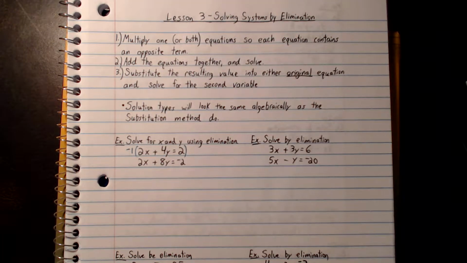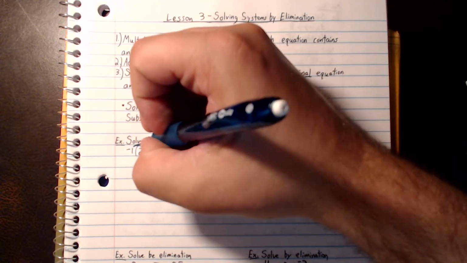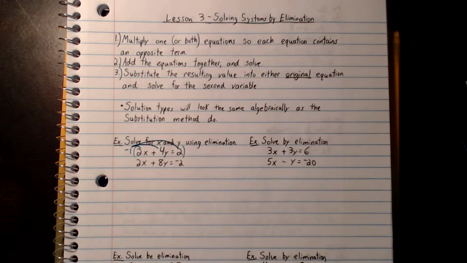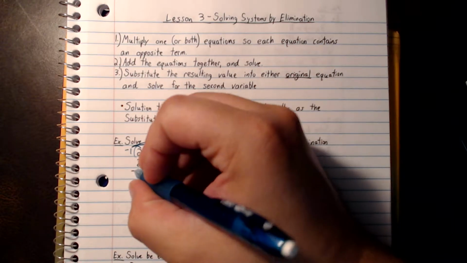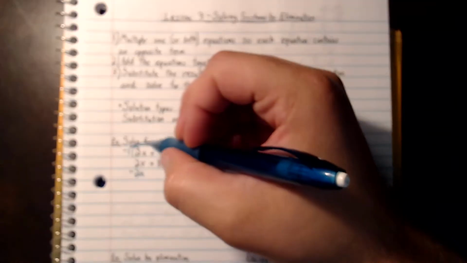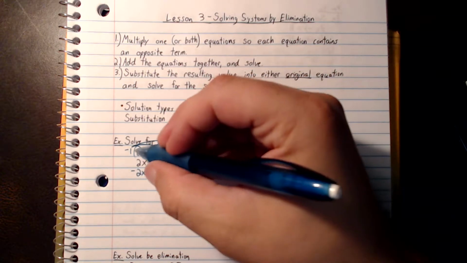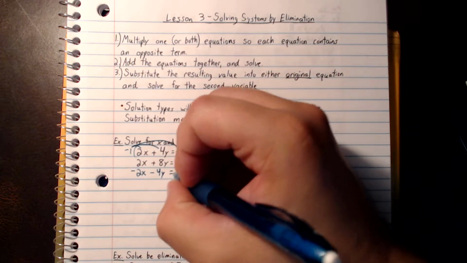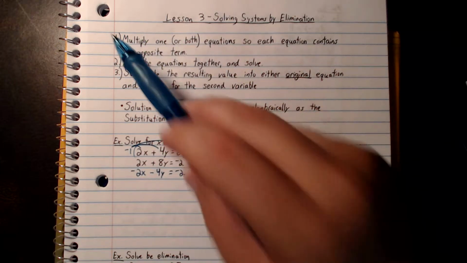But the thing is, I have to make sure that when I do that multiplication, I need to do it to everything, including the other side of the equal sign. Okay, and that's where people sometimes make their mistake. Make sure you distribute to everything. So negative 1 times 2x is negative 2x. Negative 1 times 4y is negative 4y. Negative 1 times positive 2 is negative 2. So we just finished step 1.